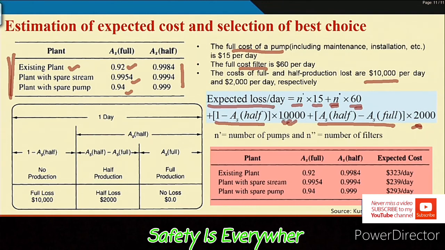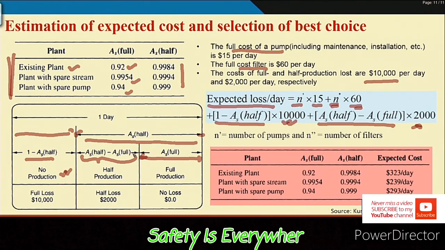Now, how do you find these three things? The loss calculation is given because we are considering one day. Suppose in one day there is no production or half production. If this is your half production time, then the remainder is definitely the no production time. So 1 minus half production will give you no production. But as you have seen in the truth table, half production also includes full production. So this can be divided again into two parts: one is full production, and the remaining one is only half production.